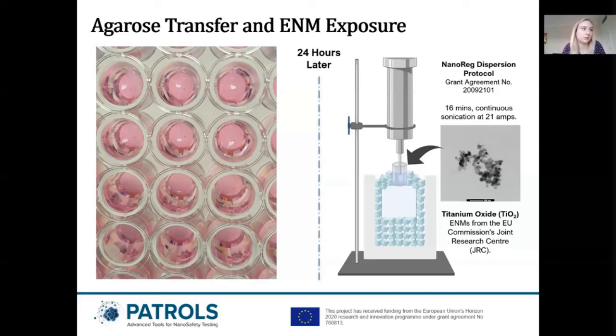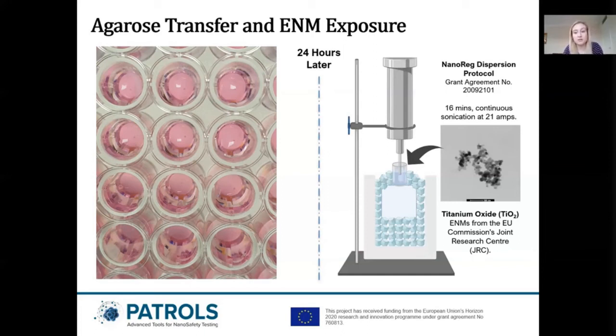You can see the little individual spherical dots in the center of the wells. So after this, we allow the spheroids to settle for 24 hours before we expose them to varying concentrations of engineered nanomaterials. Prior to the exposure, these materials are pre-wetted in 95% ethanol and sonicated continuously for 16 minutes in 0.05% BSA at 21 amps, as described in the NanoReg dispersion protocol. All the materials we have used have been provided by the JRC with the exception of silver, which is from Sigma. Our aim was to assess the toxicological effects of low-dose, longer-term ENM exposures, and so the concentration range that we generally work with is 0.2 micrograms per mil to 10 micrograms per mil.